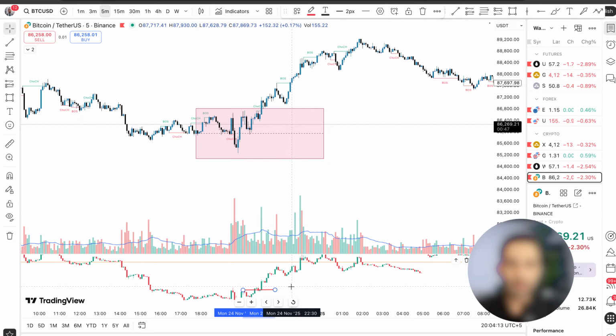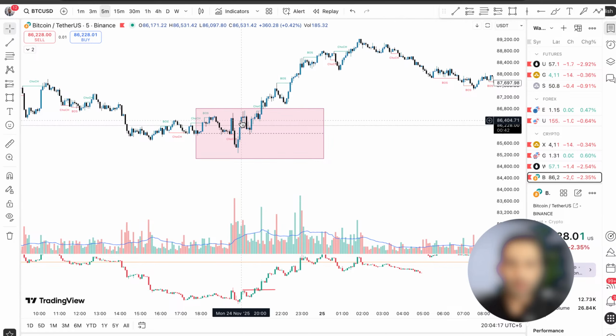So now here you see, this is the real breakup structure, but here it doesn't give you the real breakup structure. The market actually left a big wick after the candle closed, right? So you are not sure why there wasn't a breakup structure.